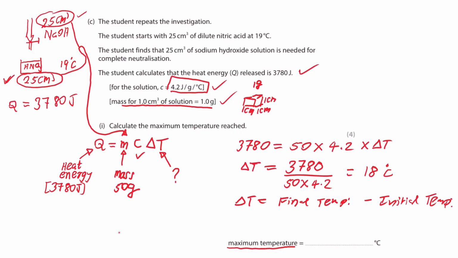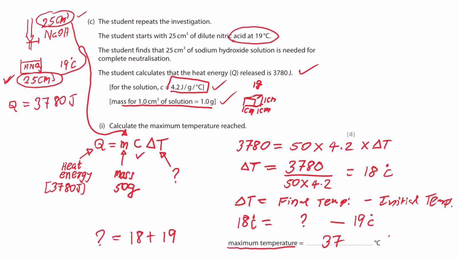So same thing here, delta T is 18. What's the question they're asking? Final temperature. That's the question they're asking. But the initial temperature they have given, can you remember? They started the temperature at 19. Some value minus 19 is 18. So how to find this value? You take 19 to the other side. When a subtraction goes to the other side, it becomes addition. So 18 plus 19, our answer is 37 degrees Celsius. That's the final temperature, the maximum temperature reached.